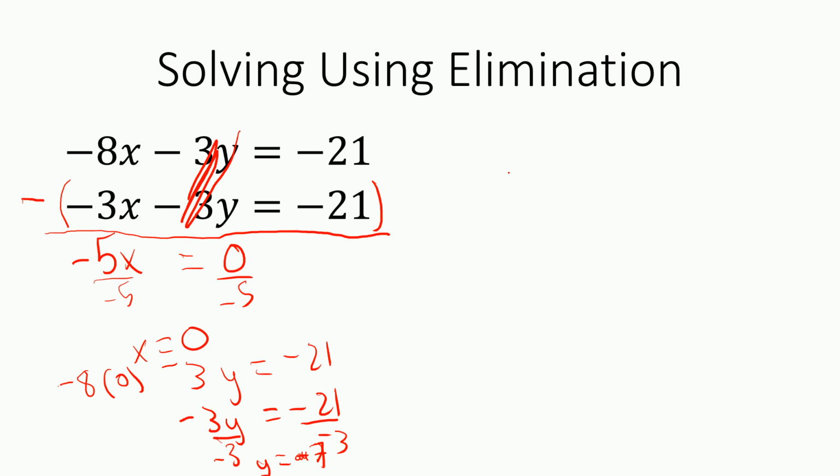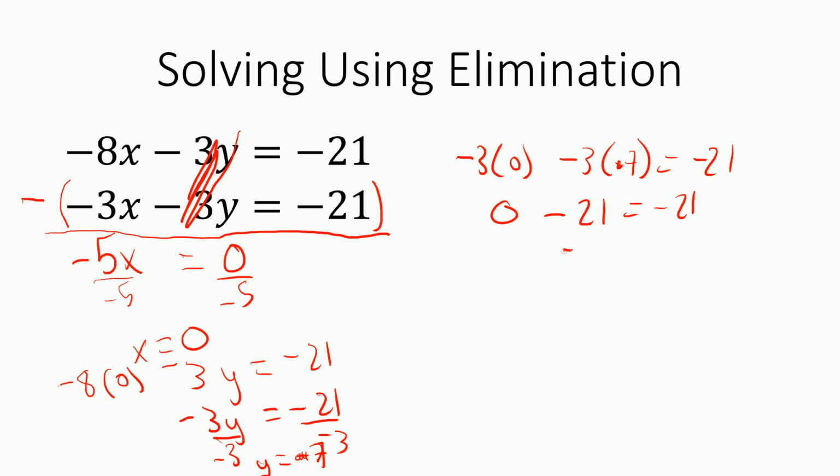So now that y is equal to 7, now I check in the other equation. -3 times 0 minus 3 times -7, or times +7, equals -21. That's 0. That's 21. So now 0 minus 21 is -21. And I wrote 27 for some reason. So that checks out. So my solution is 0, 7, because it's the point that makes both of them true.